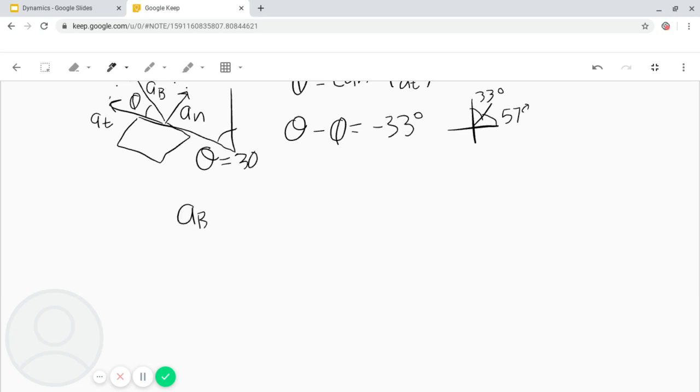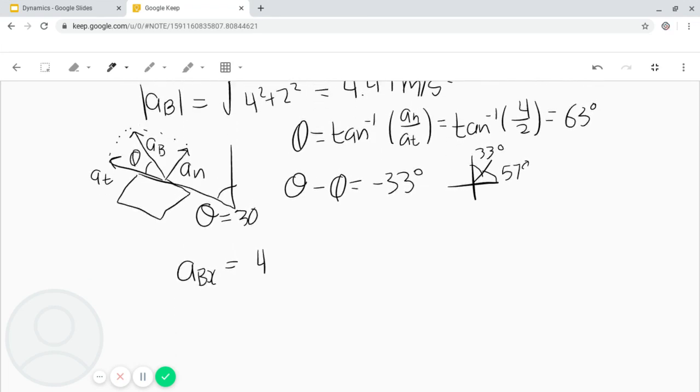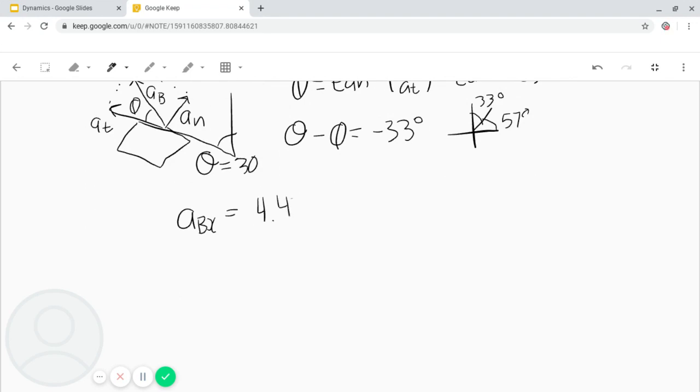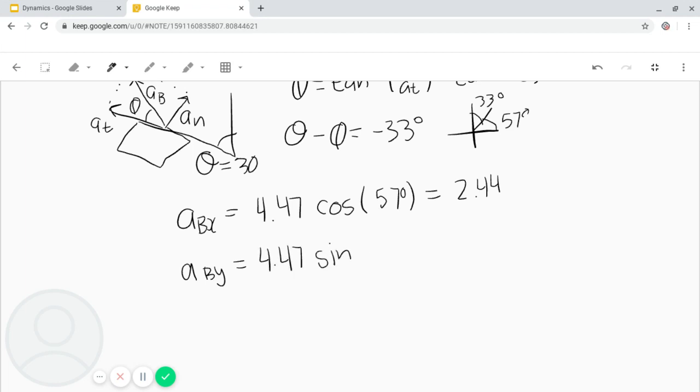So the x component would be 4.47, the magnitude there, times the cosine of 57 degrees, which would equal 2.44. And then similarly for the y, we'd have 4.47 sine 57 degrees, which is equal to 3.75.